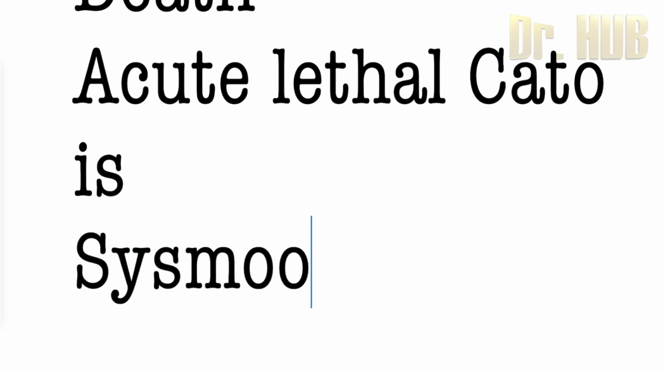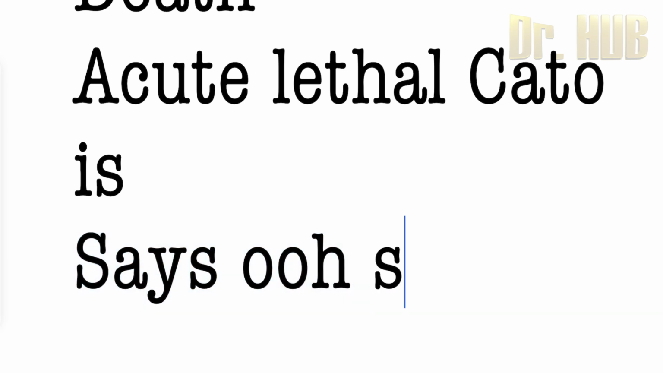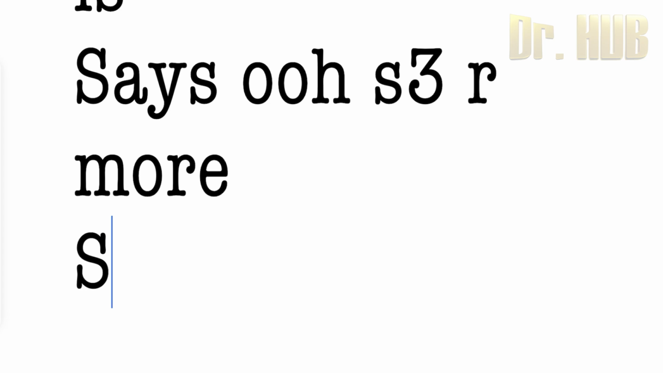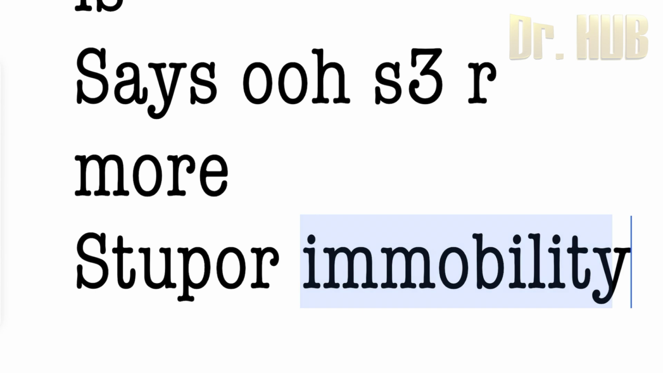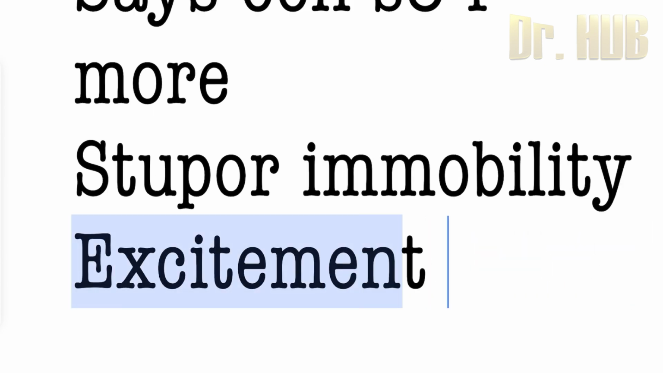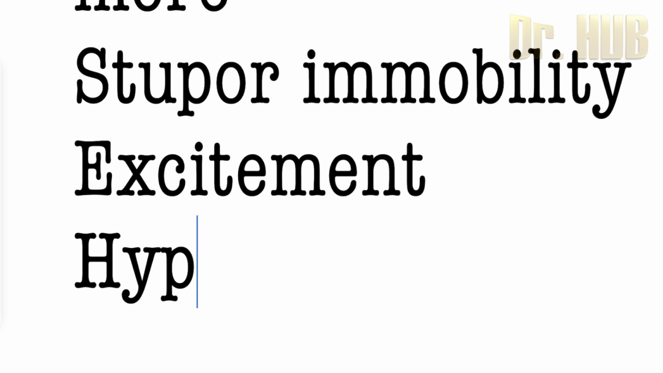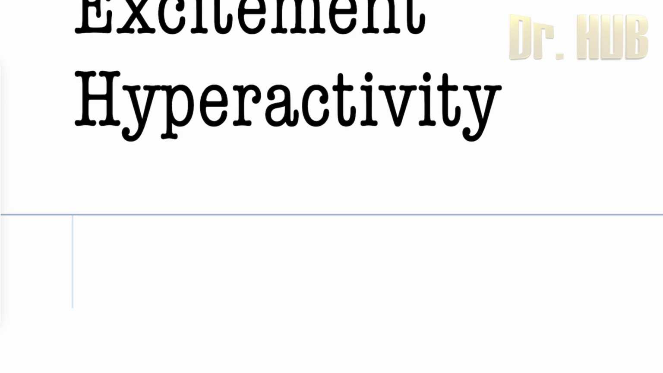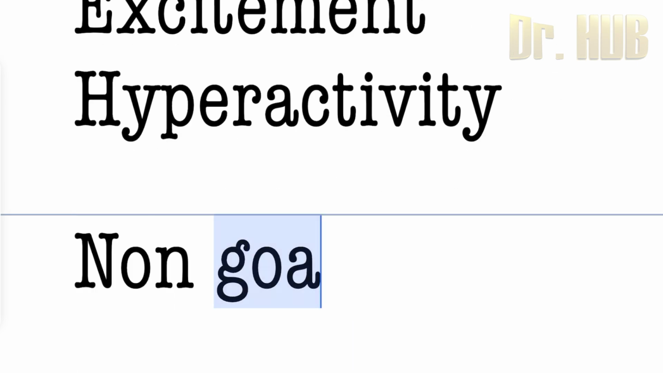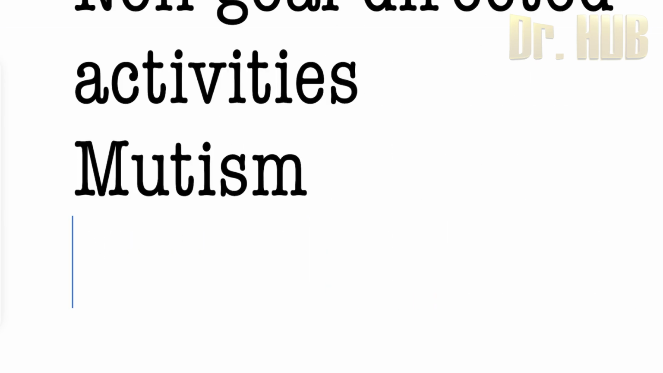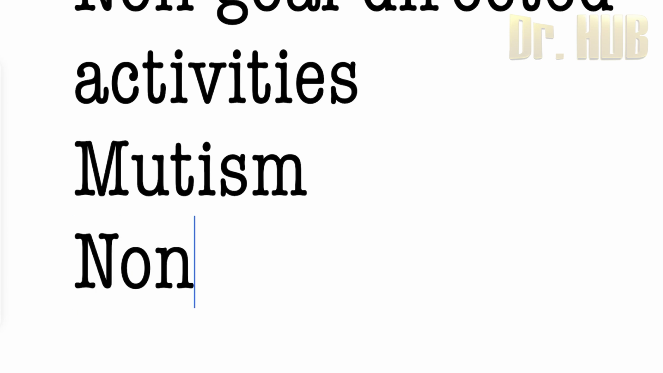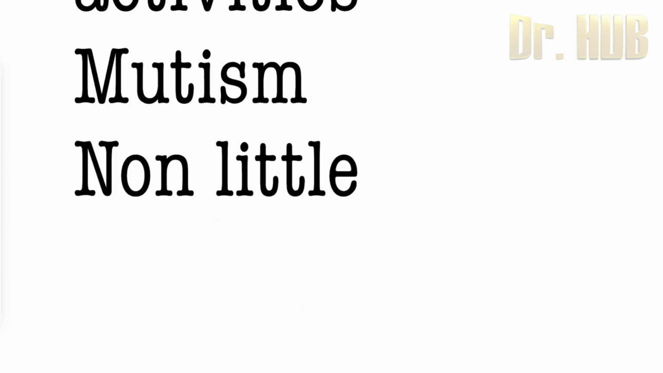Now looking at the symptoms. If the patient has 3 or more symptoms among these, what does it include? It can be stupor, that is extreme hypoactivity or immobility. Then comes excitement, which is extreme hyperactivity with no goal directed activities. Then comes mutism, where there is no or little verbal communication.